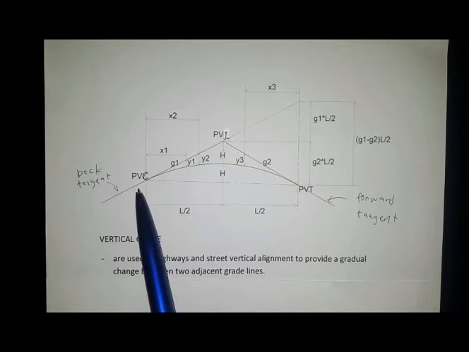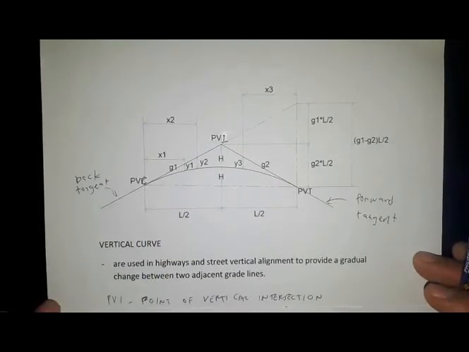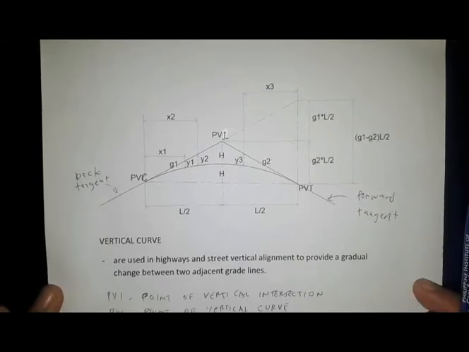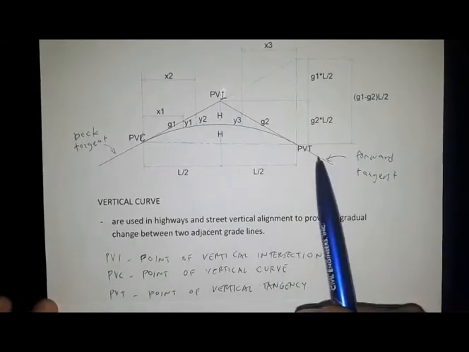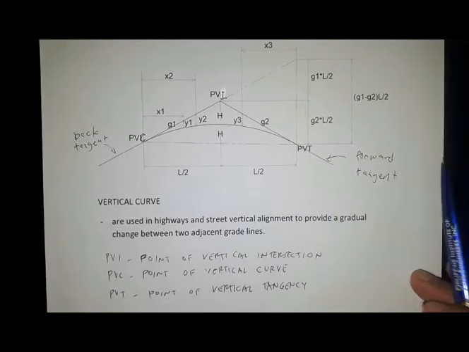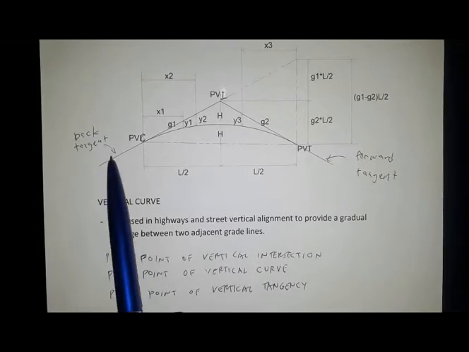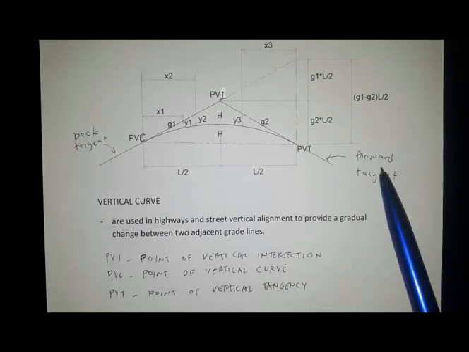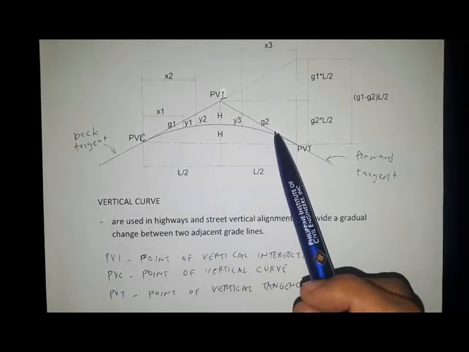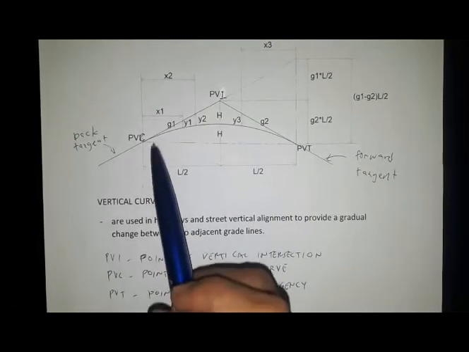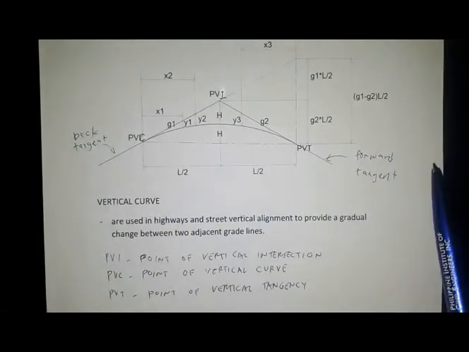We have the PVC, or the point of vertical curve. We have the PVI, the point of vertical intersection, and we have the PVT, or the point of vertical tangency. We also have the grade lines: the back tangent grade line and the forward tangent grade line. The grade lines G1 and G2 are measured in percentage.